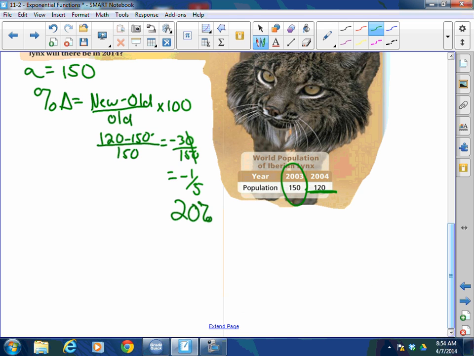So that's a 20% decrease. But Mr. Morrow, it's negative. There are no negative percents. It's either up or down. So when you have a negative percent, that means that it's a decrease.